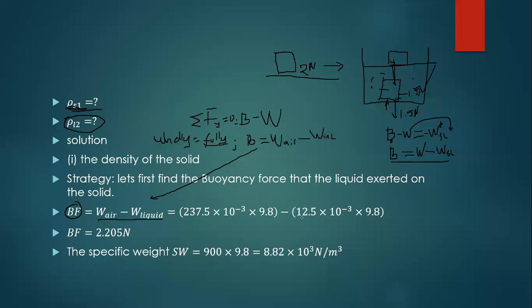But sometimes you see that in some calculations, they will leave out the 9.8. But here I've not left it out because we're given it in grams. So to get the weight, we multiplied by 9.8. And that's how we're getting the buoyancy force.